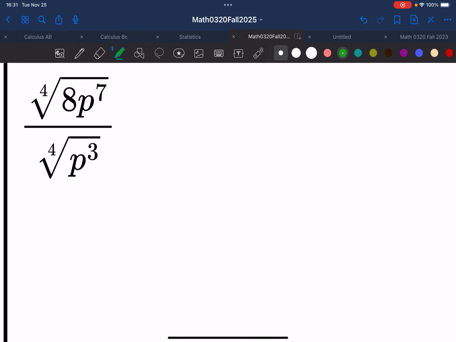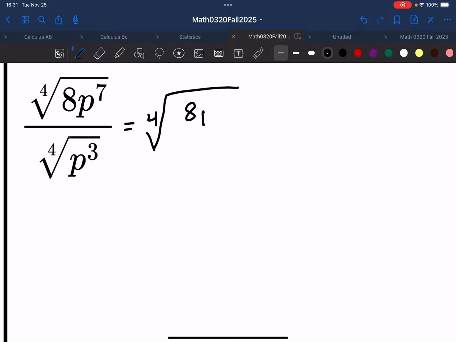Okay, so for this one, just like we can give both the numerator and the denominator the radicals, we can also combine it into one. And the reason why this is a good idea is because notice they both have the same variable p. So I can rewrite this as the 4th root of 8p to the 7th over p cubed.